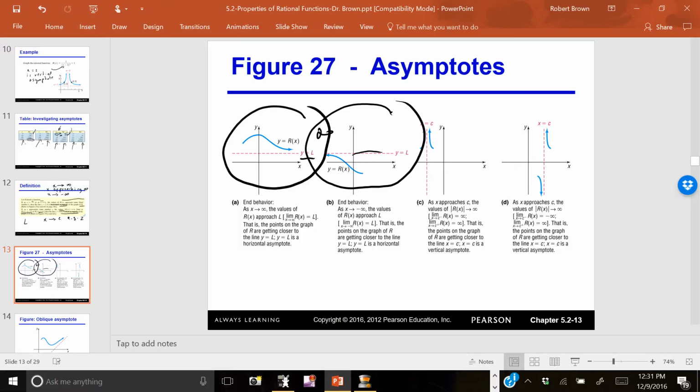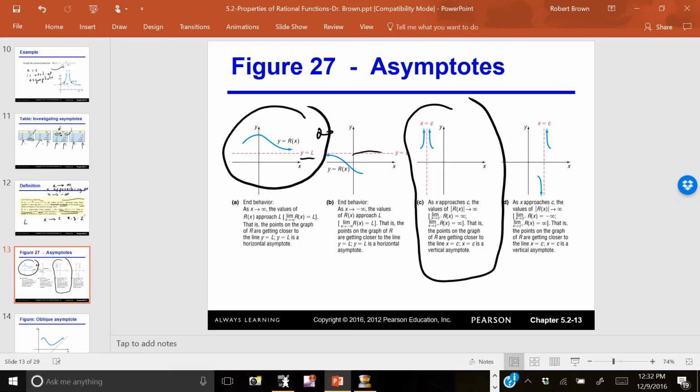Now, vertical asymptotes. If x is getting closer and closer to c, you can see that either from the left or the right, the function is getting closer and closer to plus infinity. You could also have other variations in which from one side approaching c, you're going to plus infinity. On the other side, you're going to negative infinity. And you'll easily see these as you graph various functions.